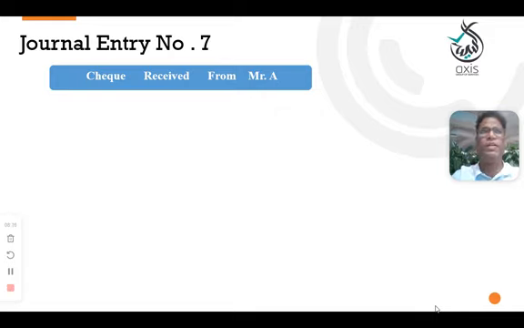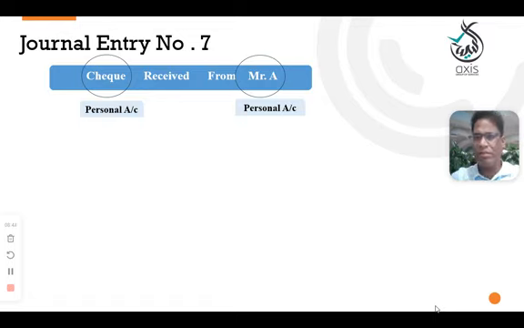Step number 2, identify the type of accounts involved in the transaction. So here, check is a personal account. Here, we are not saying check is the account. Every check represents one bank. That's why bank is a name of the institution. That's why we are treating this check, representing bank, as a personal account. And the next account, Mr. A, is also a personal account.